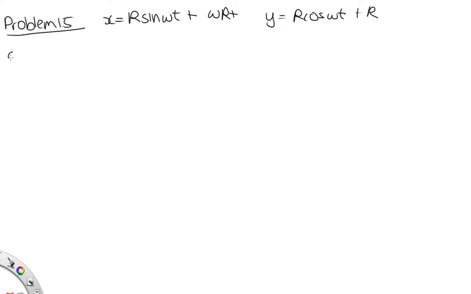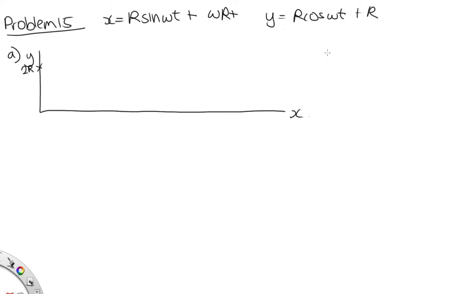For part A, we're asked to sketch this path. So here's x, here's y. The best thing to do is to substitute in different values of t and find out where our point is. So let's start with t equals 0. Sine of 0 is 0, so the x component is 0. Cos of 0 is 1, so the y component is 2r. So we start up here at 2r.